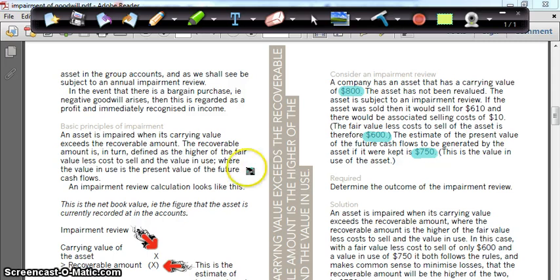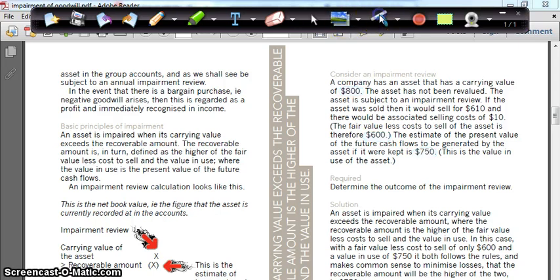$750. So if we just go back to our definition, an asset is impaired whenever a carrying value exceeds the recoverable amount, and the recoverable amount is the higher of the fair value less cost to sell and the value in use. So between the two points over here, the 600 and the 750, the higher amount is 750. So the value in use is going to be 750, and that is going to be our recoverable amount for this impairment review.